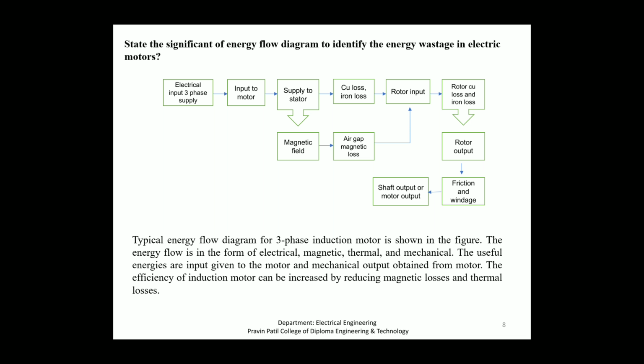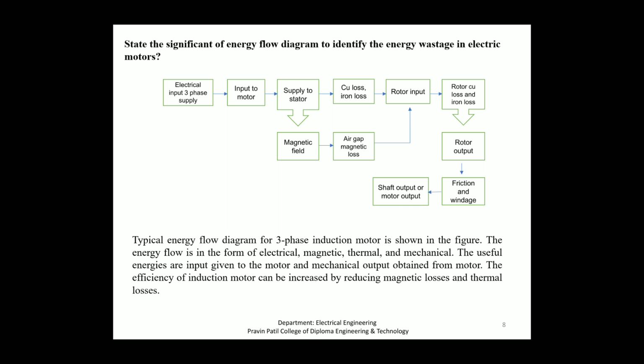These losses are further classified as first, iron or core losses, second, mechanical losses, and third, brush friction losses. The first, iron or core losses. Iron or core losses are further divided into hysteresis and eddy current losses. Eddy current losses are minimized by using lamination on the core, since by laminating the core, area decreases, hence resistance increases, which results in a decrease in eddy current. Hysteresis losses are minimized by using high grade silicon sheet.